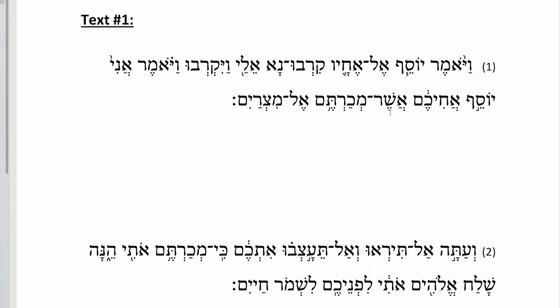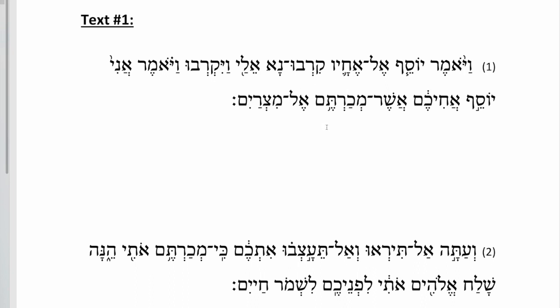Asher, whom or which, right? That's the relative particle, which or who or where. It can be any of those things, but you just kind of make it fit in translation. So asher, which makartem. Makar is a verb meaning to sell, and tem is your perfect ending.